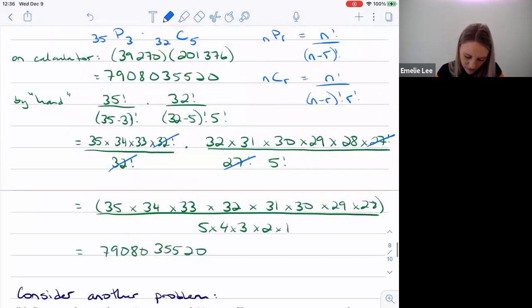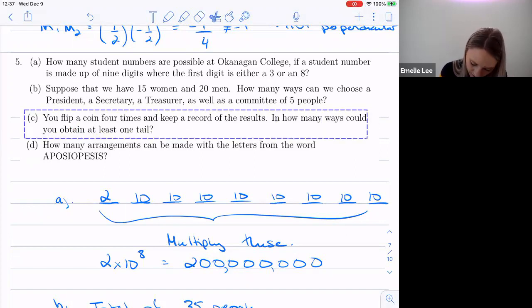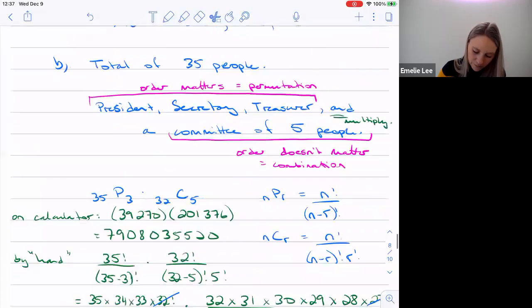So let's move on to C. Unless there are questions, I'm keeping an eye, but sounds like you guys got it. You flip a coin 4 times and keep a record of the results. In how many ways could you obtain at least 1 tail? So this is an at least problem, and I'm going to steal it so that I don't have to scroll back and forth here.